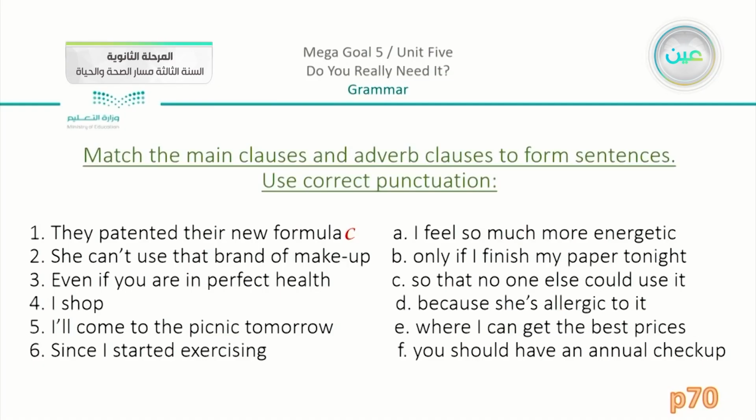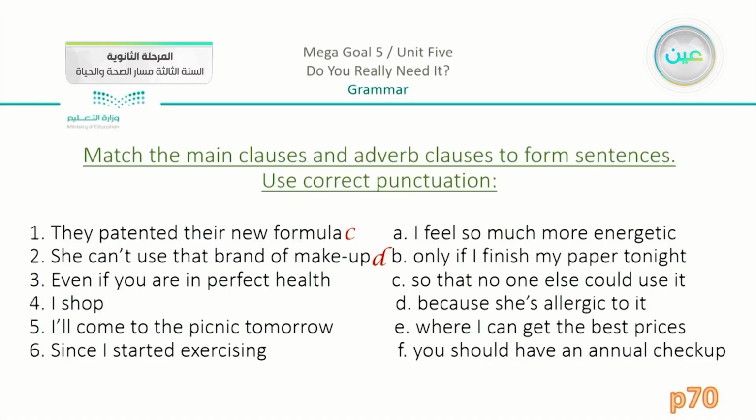Now she can't use that brand of makeup. You do have other choices. So we have here A, which is I feel so much more energetic. We have here B, only if I finish my paper tonight. D, because she's allergic to it. E, where I can get the best prices, and F, you should have an annual checkup. So basically we are going to see the structure, and we do have the pronoun she, so which means that we have here D, because she's allergic to it. So this is the first one.